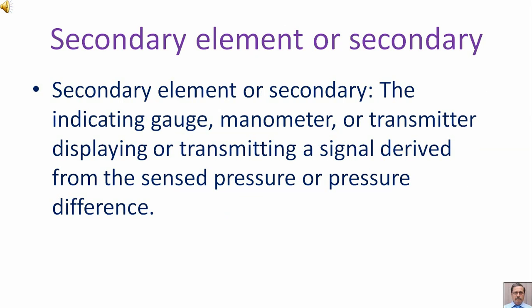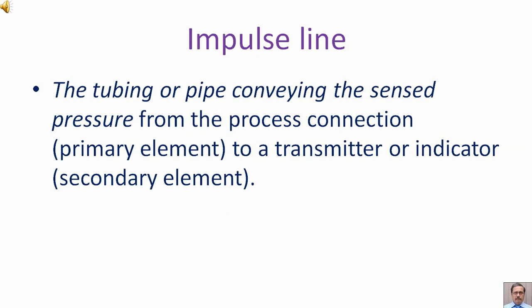Secondary element or secondary. The indicating gauge, manometer or transmitter displaying or transmitting a signal derived from the sensed pressure or pressure difference. Impulse line. The tubing or pipe conveying the sensed pressure from the process connection primary element to a transmitter or indicator secondary element.